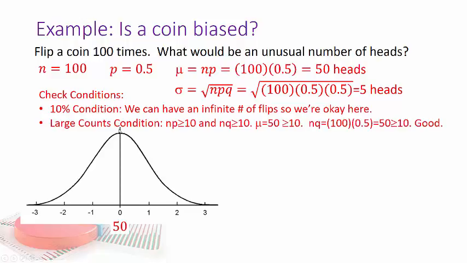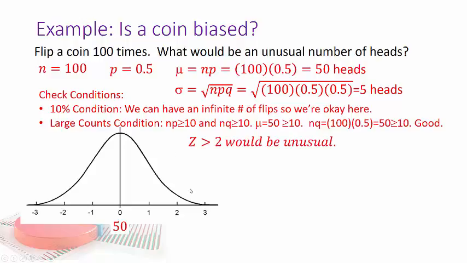Large counts condition is n times p greater than or equal to 10 and n times q greater than or equal to 10. Well, n times p, that's just mu, which is 50, so that's greater than or equal to 10. We're good there. And with 100, we get the same thing, 50. We're fine. So we can use the normal approximation. Remember to write your conditions.